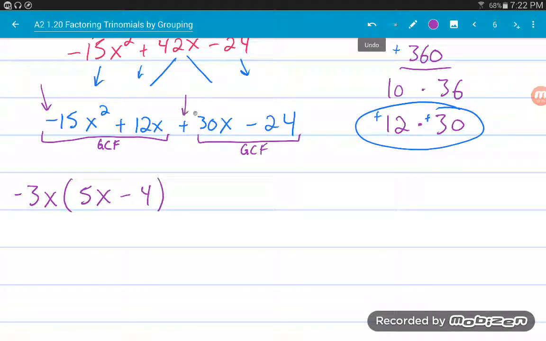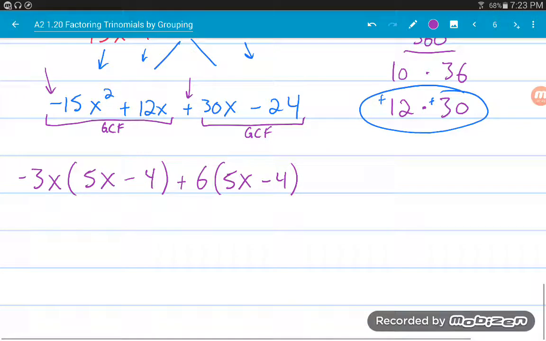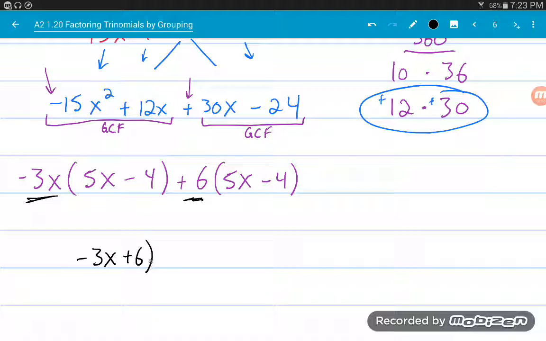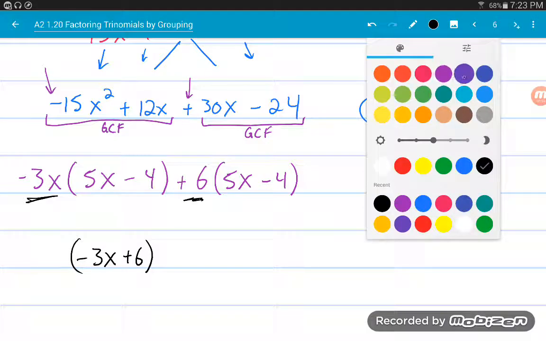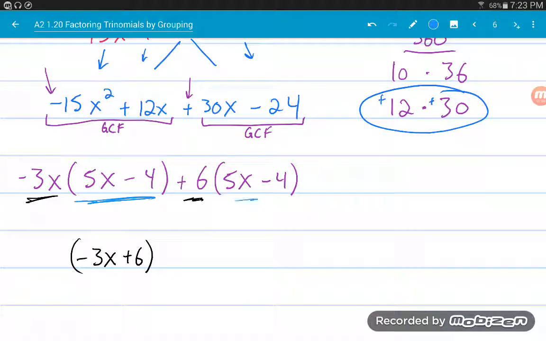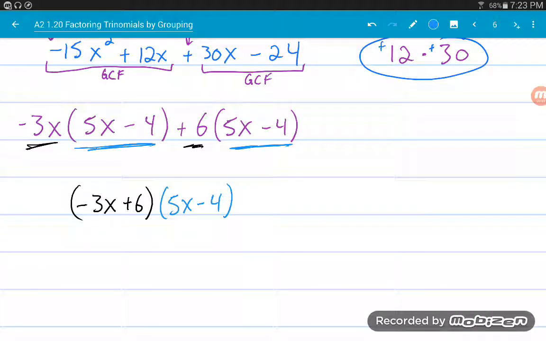On the right-hand side, I'm going to pull out a positive. It looks to me like I can pull out a 6. We'll check that. Leaving me with 5x minus 4. Great. That's the number I needed to use. Now I combine my outside stuff, negative 3x plus 6, and my inside stuff, 5x minus 4.